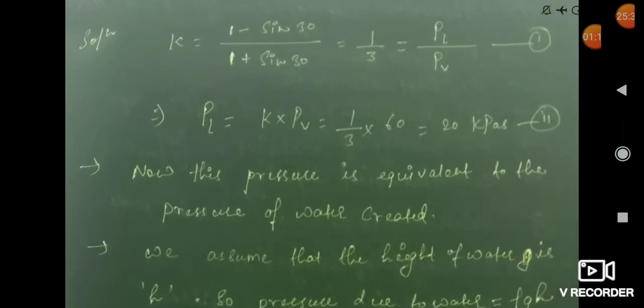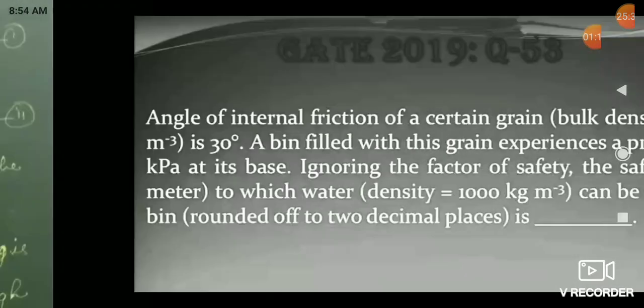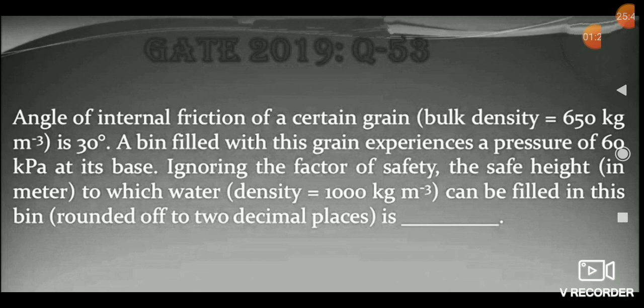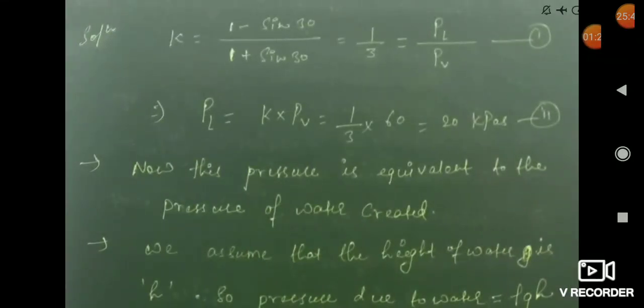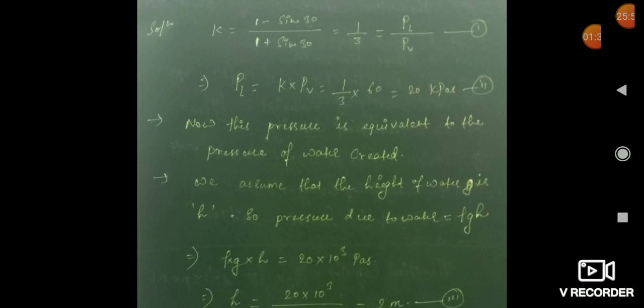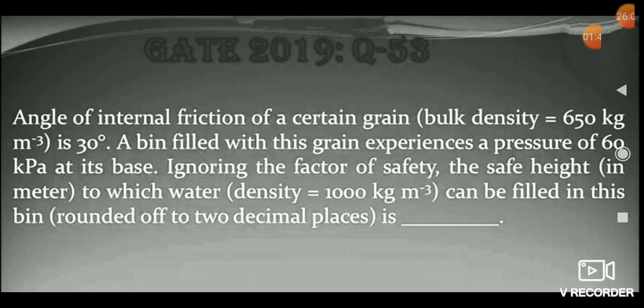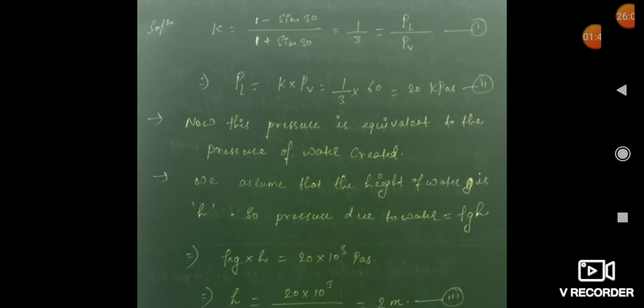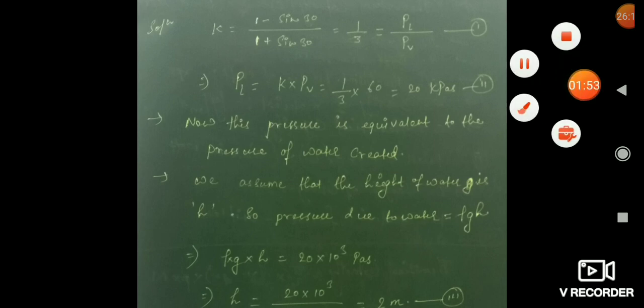So friends, first you see the solution, that is k is equal to, first thing you should do here, the phi value, angle of internal friction is given. So you should first calculate the k value, that is 1 minus sin 30 divided by 1 plus sin 30, that is 1 by 3. After that, you all know that the k value is the ratio of lateral pressure by vertical pressure. For calculating the lateral pressure, you see here that the vertical pressure is given in the question, that is 60 kilopascal at its base. So you multiply the k with 60 and you can get 20 kilopascal, that is the pressure.